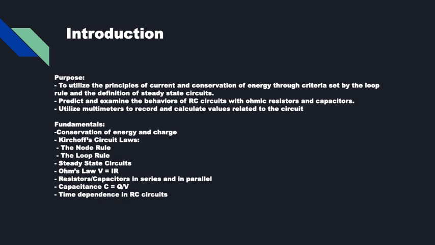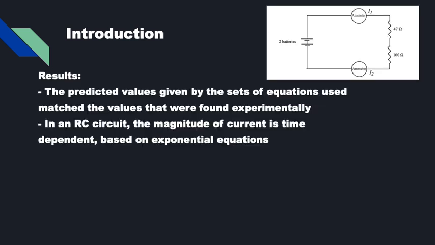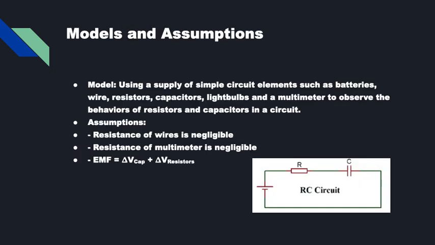Here are some of the fundamentals we used, which consist of the node rule, the loop rule, capacitance, and time dependence in RC circuits. So the results from the experiment were that the predicted values given by the sets of equations used match the values that we found experimentally, and in an RC circuit the magnitude of current is time dependent based on exponential equations.